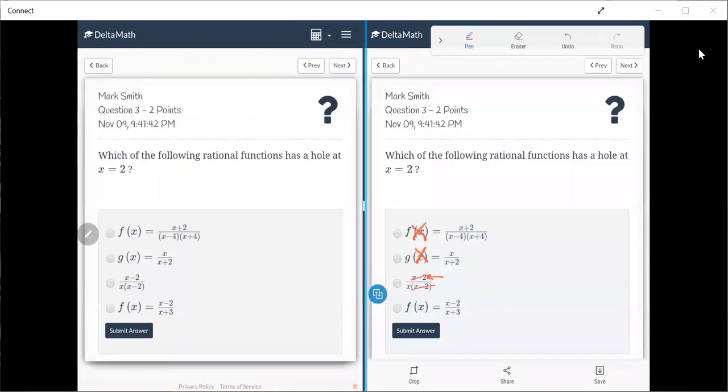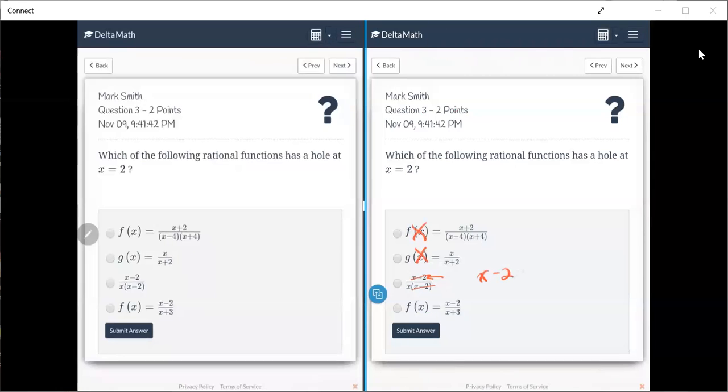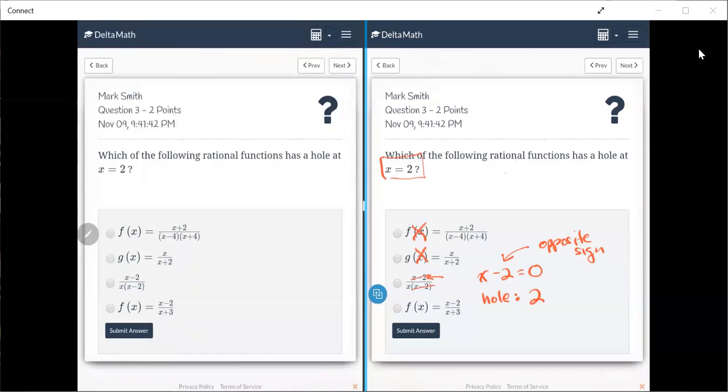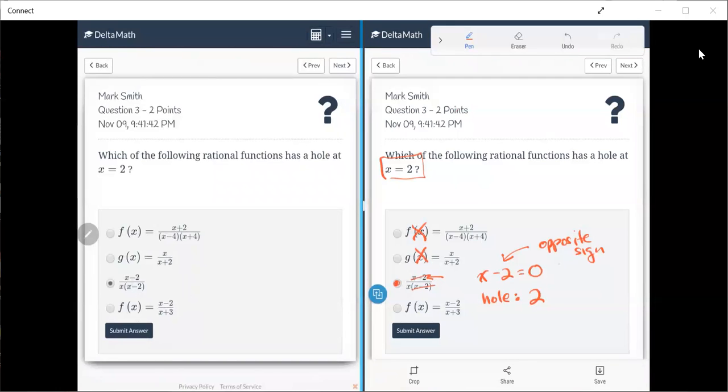And so x minus 2 equals 0, and the hole is going to be at the opposite sign, because we want to know what will make that a 0. Well, 2 will make it a 0. 2 minus 2 is 0. All right, so there's our answer. This function right here has a hole at x minus 2.